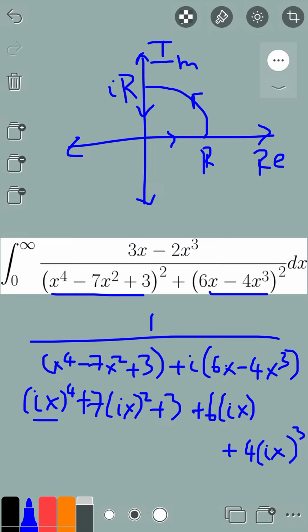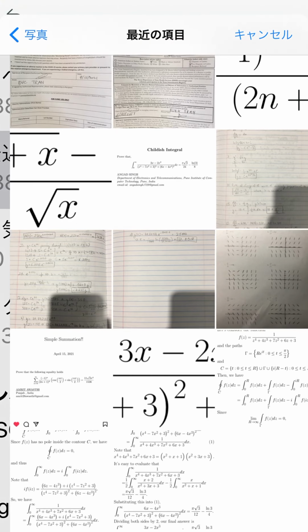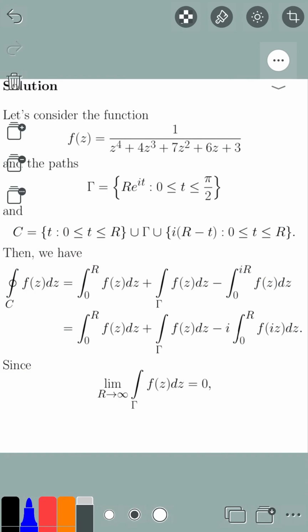And so that's why I chose the quarter circle contour, because when we deal with the integral along the positive imaginary axis, we will substitute z to iz, and we will get what we want. So for the integrand, well, let's move on with our solution here. So basically, we choose this function and this contour.